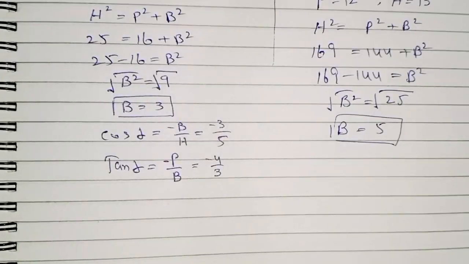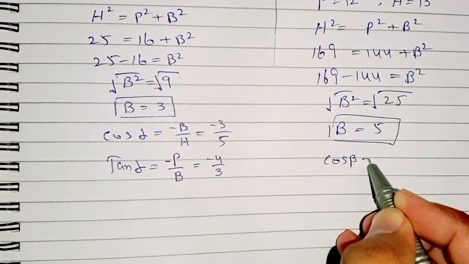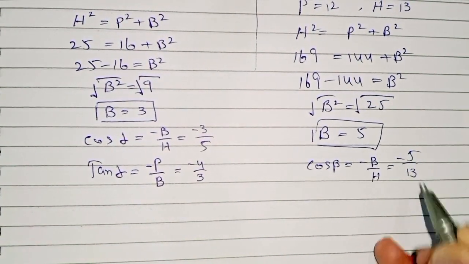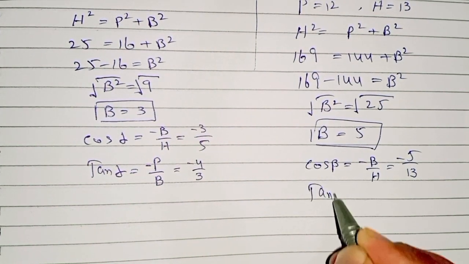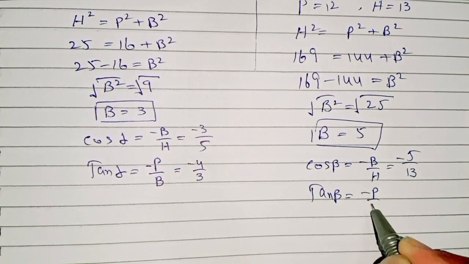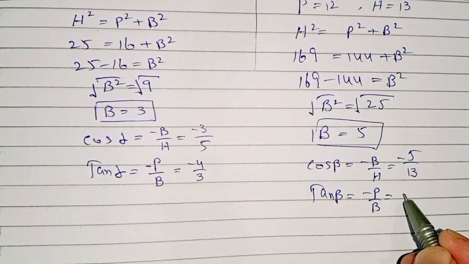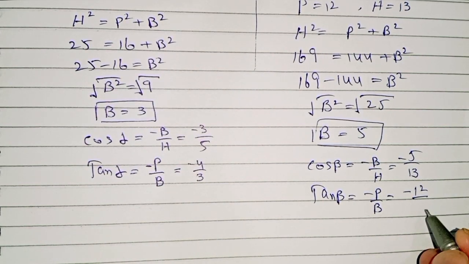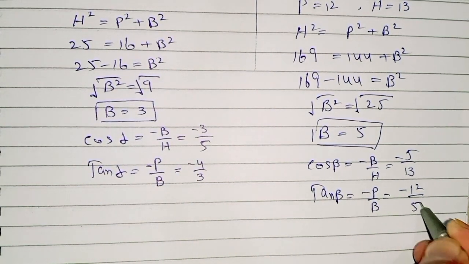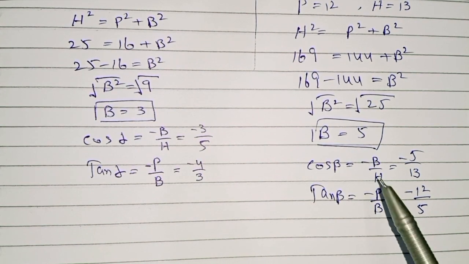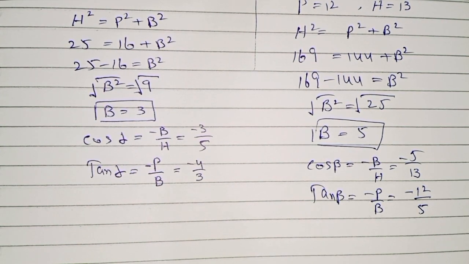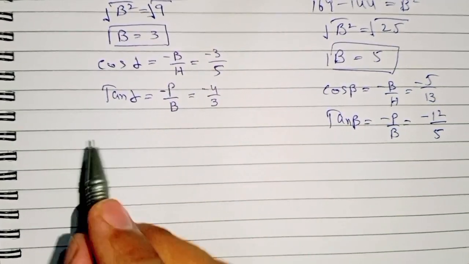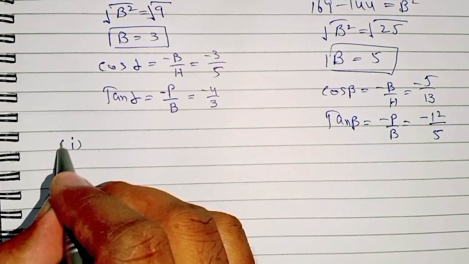So we have cos beta and tan beta. Cos beta is minus B over H, which is equal to minus 5 over 13, and tan beta is equal to minus P over B, which is equal to minus 12 over 5. Since beta lies in second quadrant, therefore value of cos beta and tan beta will be negative. After finding these four values, we start first part of this question.